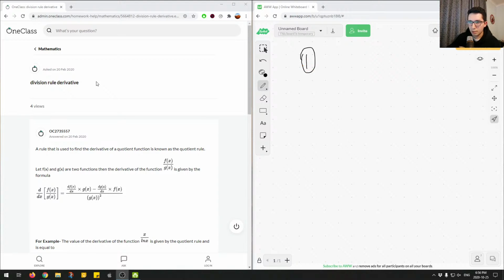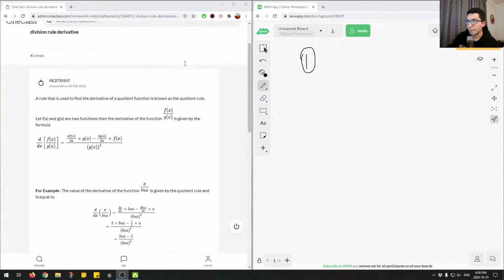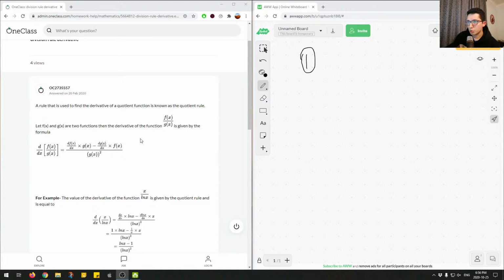Okay, so what I'm going to do here is I'm going to go through what the junior tutor proposed as a solution, and then we're going to verify that solution by going through step by step on how to do it. So here the question is asking about the division rule for derivatives. So we want to talk about what the division rule is when we're taking derivatives. Taking a look at the junior tutor, it's a rule that is used to find the derivative of a quotient function. It's sometimes also referred to as the quotient rule. And it's as follows. It shows the following formula.